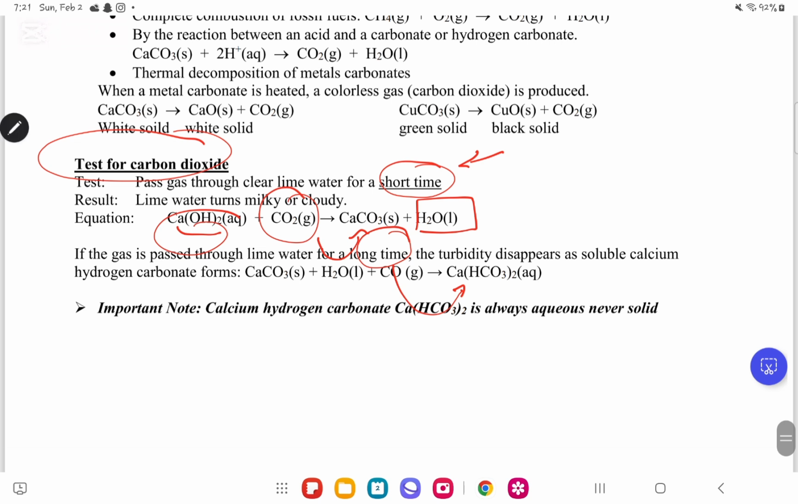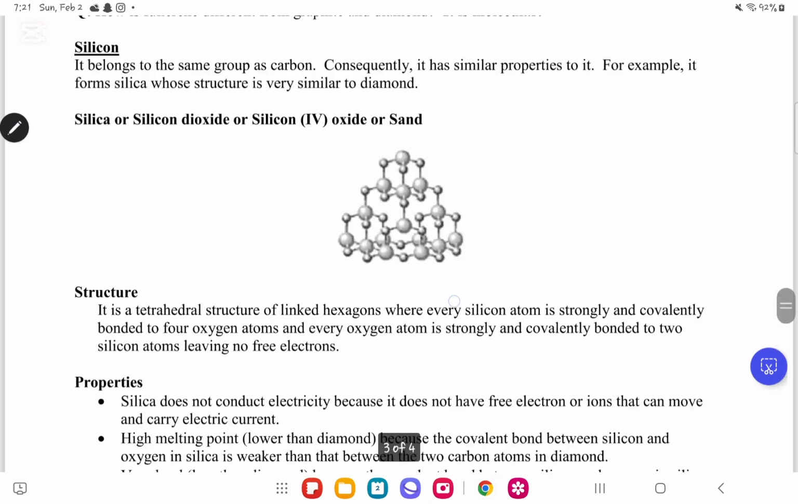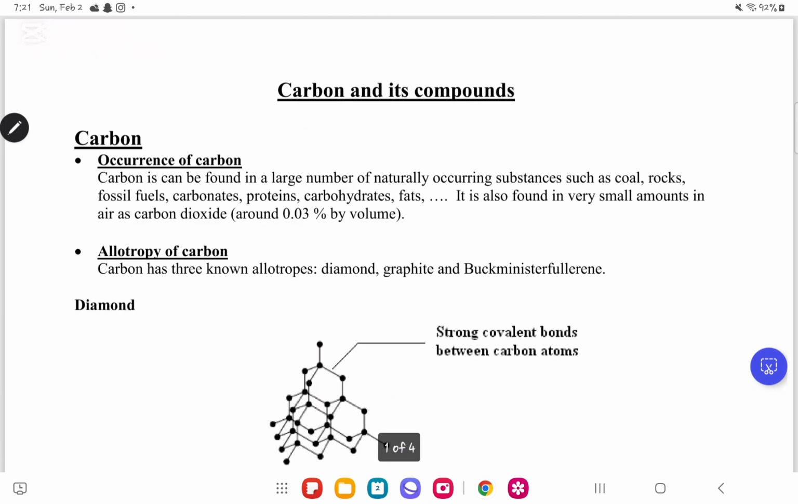And an important note is that Ca(HCO3)2 is always aqueous and never solid. So that's it for the paper part, or like the explanations part. We'll move on to the answers or questions part.